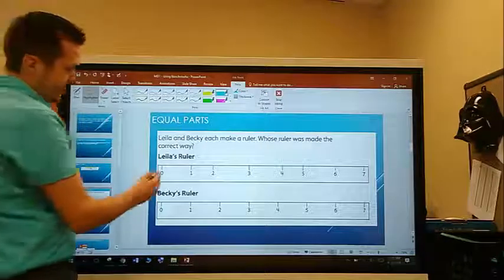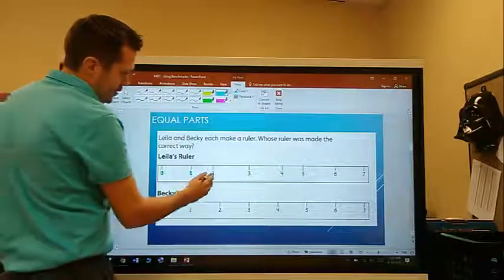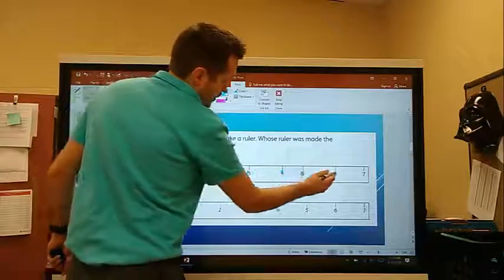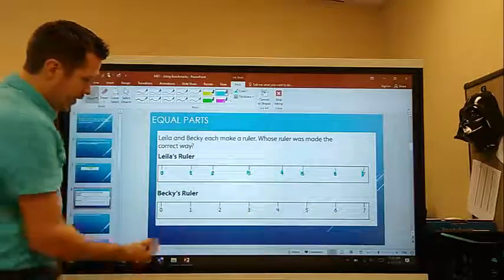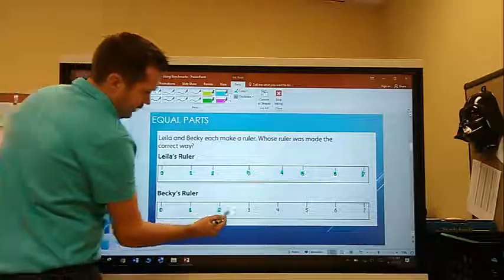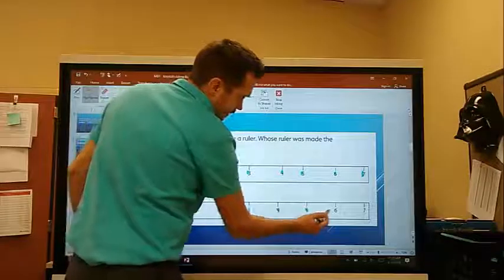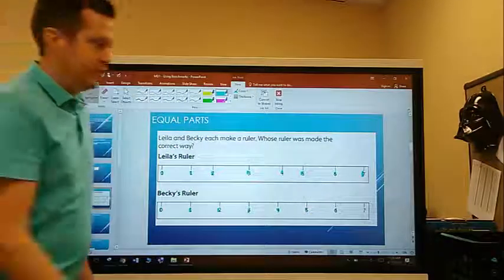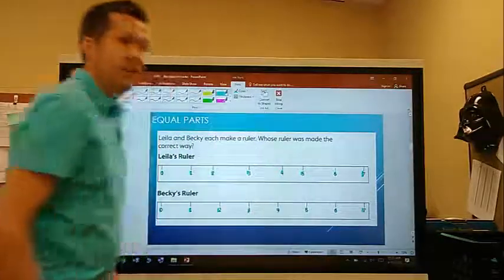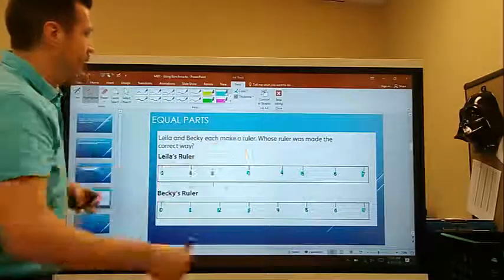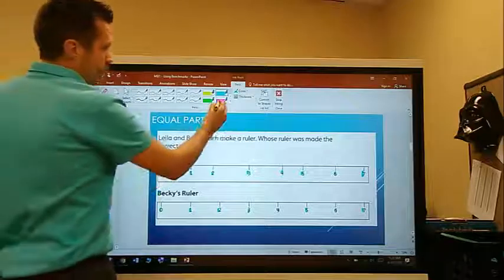Well, we can look right here. We can see that there's numbers, right? 1, 2, 3, 4, 5, 6, 7. We know rulers have numbers on them. Both of them have numbers that indicate a measurement, all right? We know that rulers have to be split up into equal parts. So let's check and see if they're equal parts.